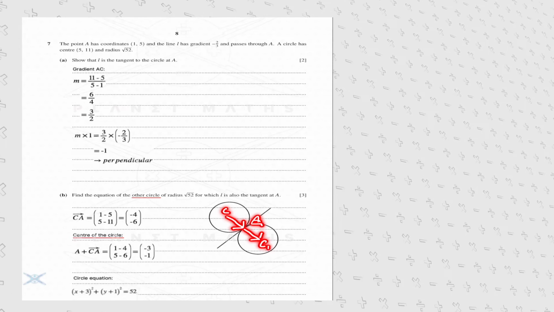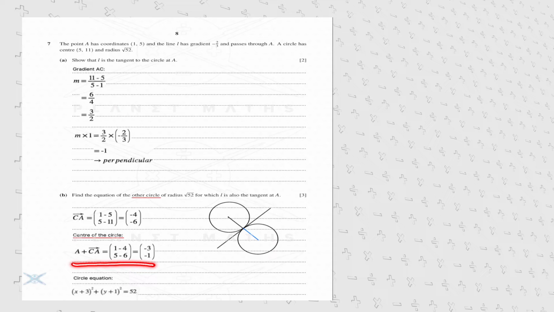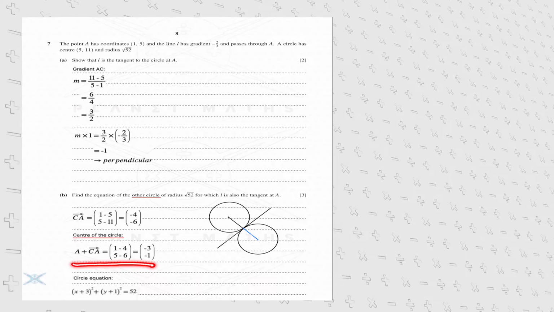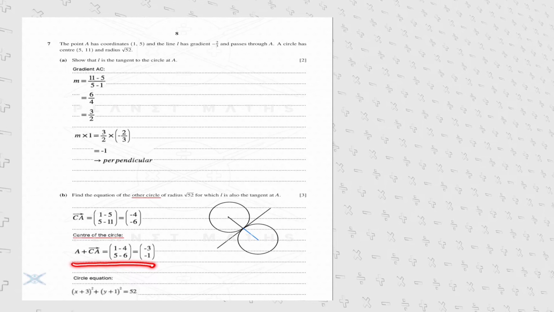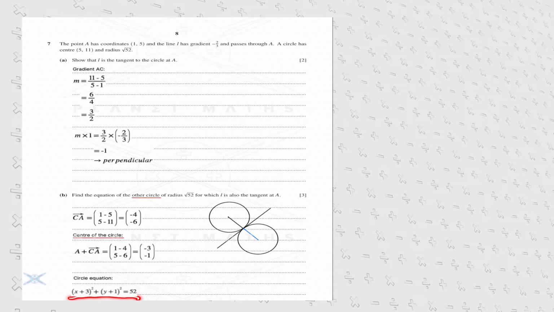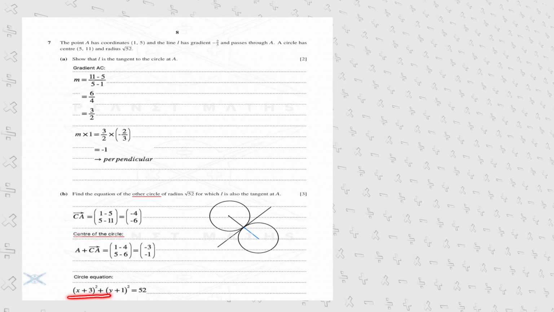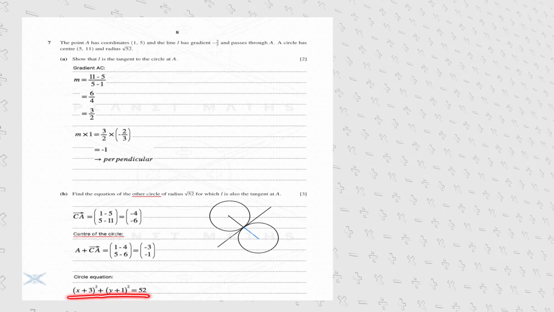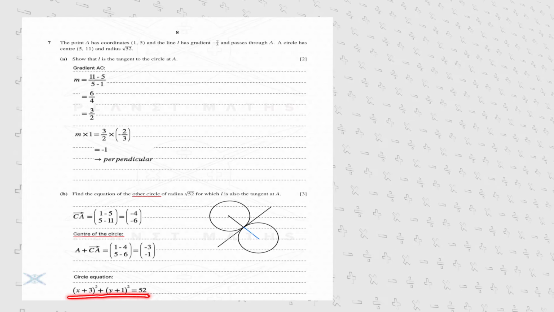Let's call it C1. Doing so lets us conclude that the coordinates for the other center of this circle are located at -3, -1. Therefore, the circle is represented by the equation x plus 3 squared plus y plus 1 squared equals 52.